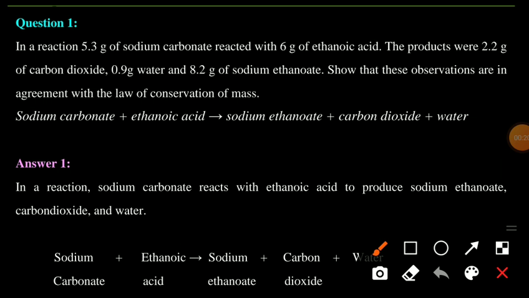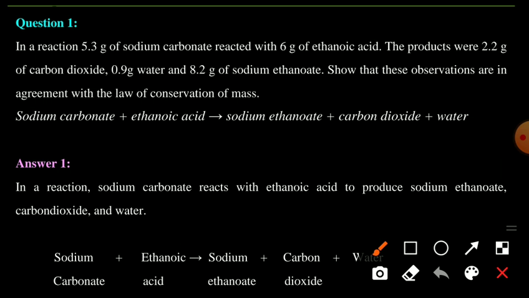Question number 1 is, in a reaction, 5.3 gram of sodium carbonate reacted with 6 gram of ethanoic acid. The products were 2.2 gram of carbon dioxide, 0.9 gram water and 8.2 gram of sodium ethanoate. Show that these observations are in agreement with the law of conservation of mass.